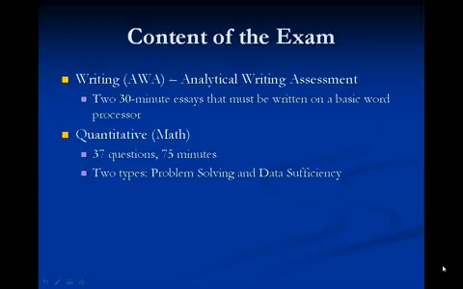And that's going to be 37 questions for which you get 75 minutes. There's two types of questions on the math section: problem solving and data sufficiency questions. And data sufficiency is a unique question type which is found only on the GMAT. And that's usually an area where people's scores can go up dramatically as a result of study and preparation.